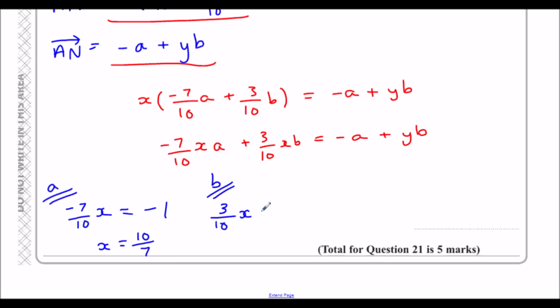And on the right side, I have y. And I know x is 10/7. So I've got 3/10 times 10/7, which is 3/7. So y is 3/7.